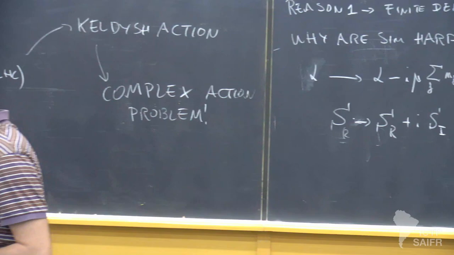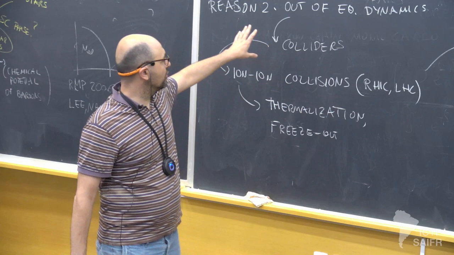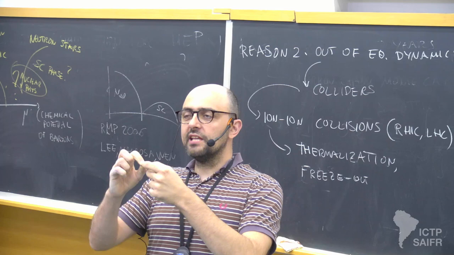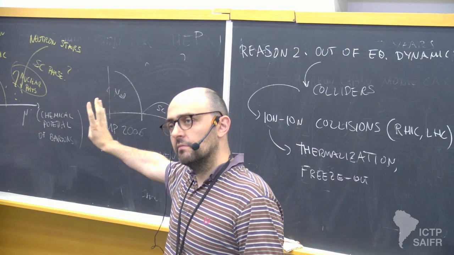Suppose that you want to study heavy ion collisions ab initio. That's a very time-dependent problem, right? For instance, one thing that you can study is, you crash these ions, how many baryons are produced? This is not a question about the phase diagram now. It's really a question about a time-dependent process.